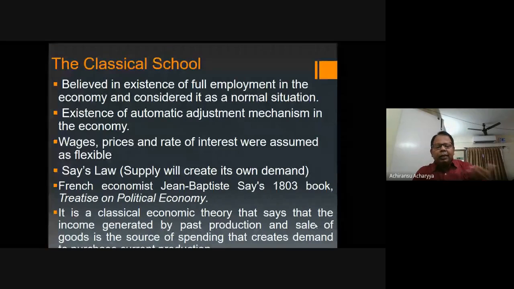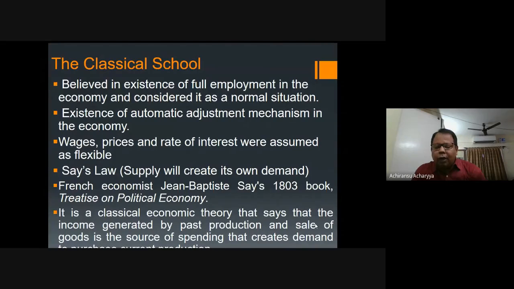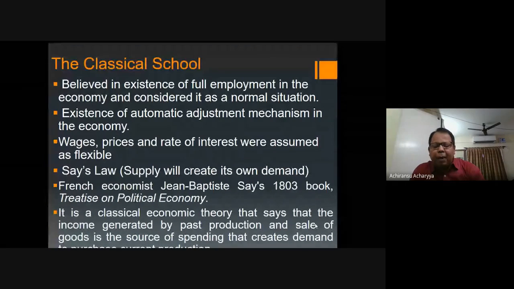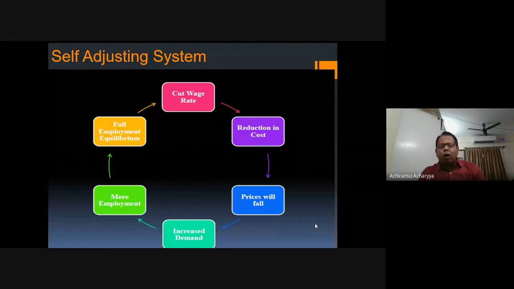And this Say's law comes from a book called Treatise on Political Economy, written by the French economist Jean-Baptiste Say in 1803. And it is a classical economic theory that says that the income generated by past production and sale of goods is a source of spending that creates demand to purchase current production. So basically, this is the idea of a classical economy.